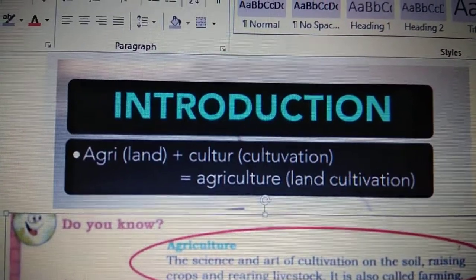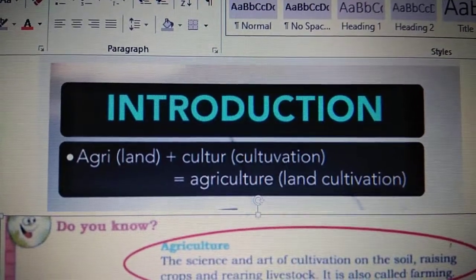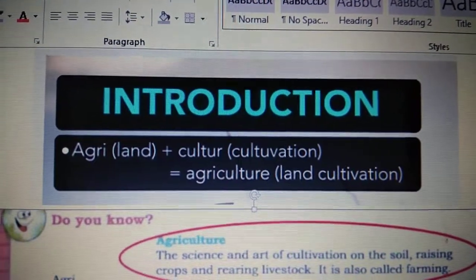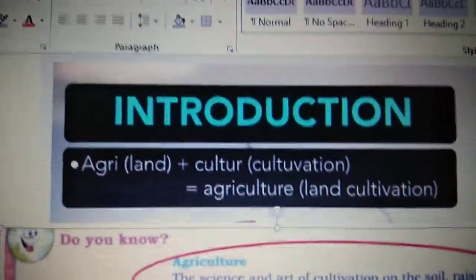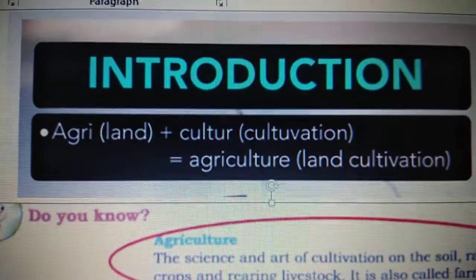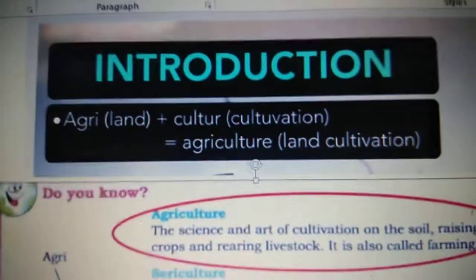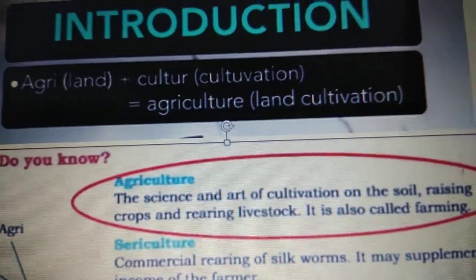Okay, children, what is agriculture? We will see agriculture is a practice of growing crops for human consumption and also for use in industries as raw material. Now, it is derived from two words, agri, which means land or soil, and culture, which means cultivation. So, agriculture means land cultivation or soil cultivation.